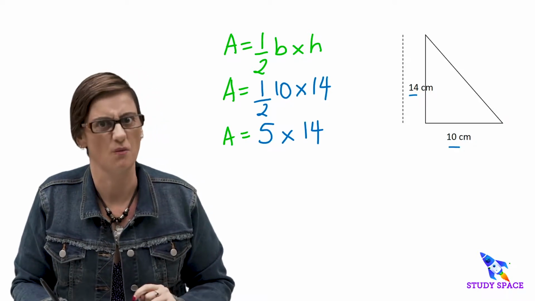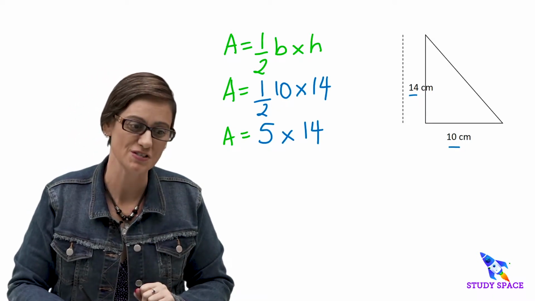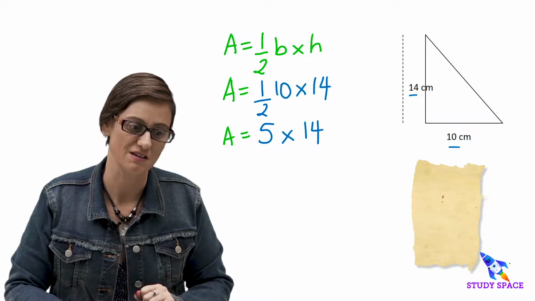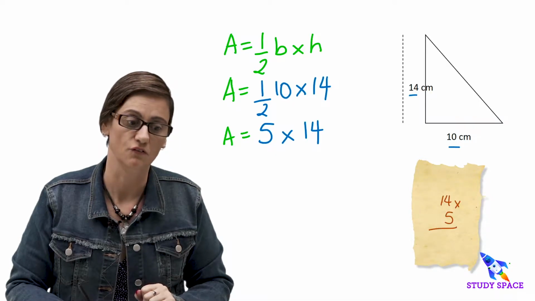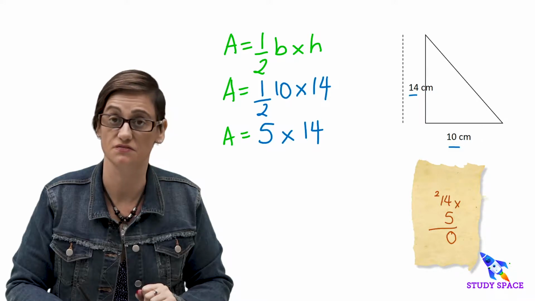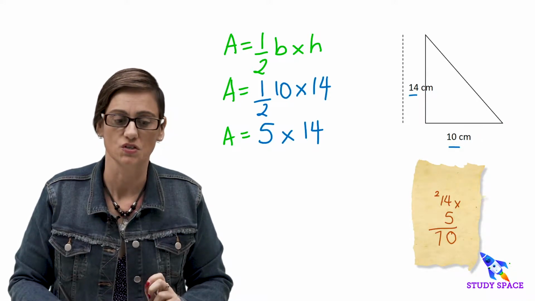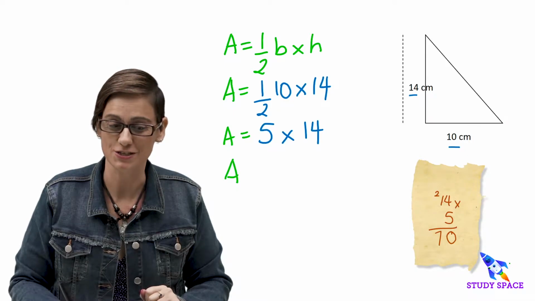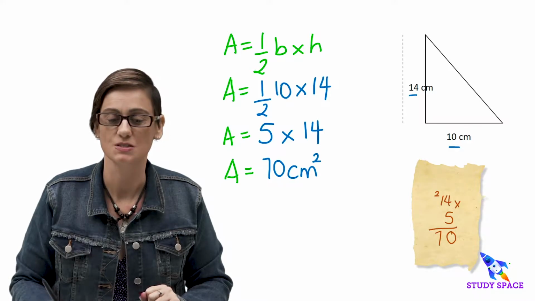Okay, now boys and girls, I can't work this out in my head, so let's try and work it out. Okay, so I'll just use my working paper over here. So 14 times 5. Okay, so 4 times 5 is 20. So put the 0 down, carry the 2. 5 times 1 is 5, plus 2 more is 7. Okay, so the area for this triangle equals 70 centimetres squared.